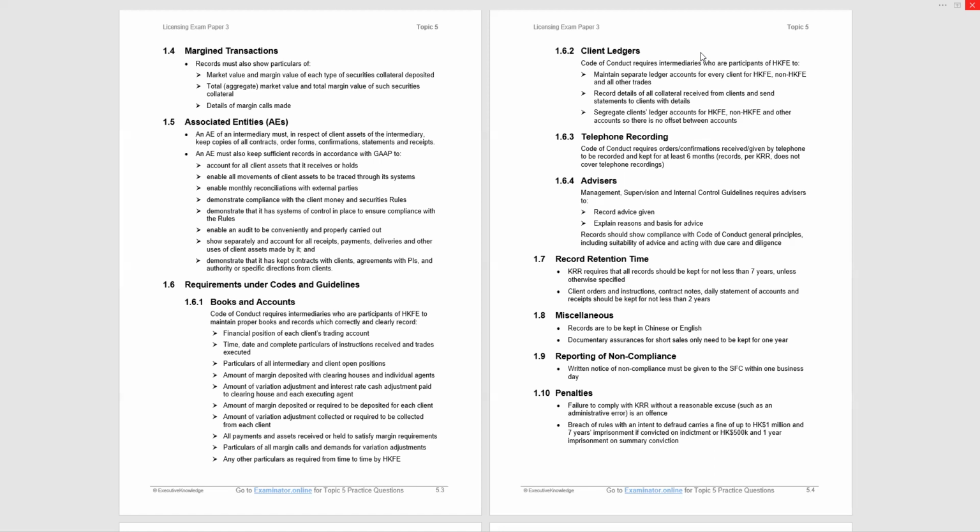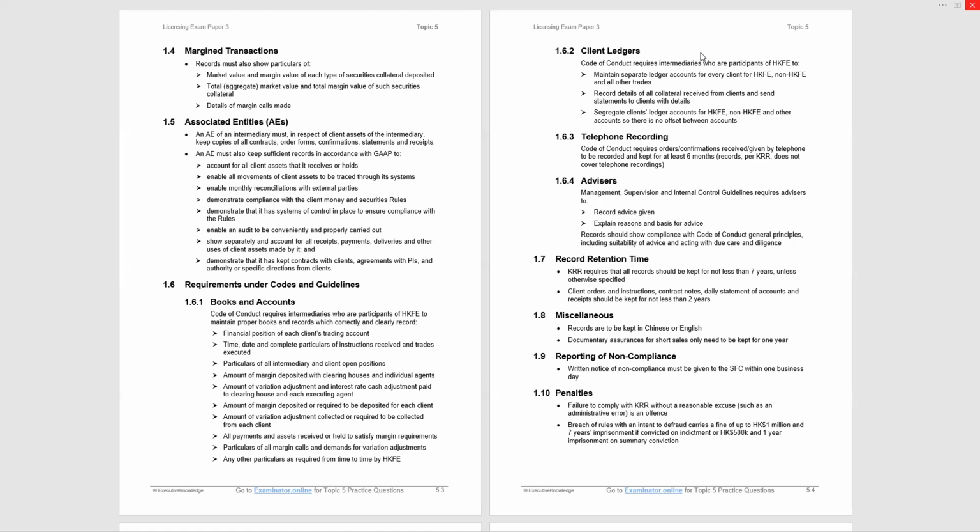Miscellaneous points under the keeping of record rules: records must be kept in Chinese or English. Documentary assurances for short sales only need to be kept for 1 year. That's a very specific point. It is highlighted in the notes, so be aware of it.